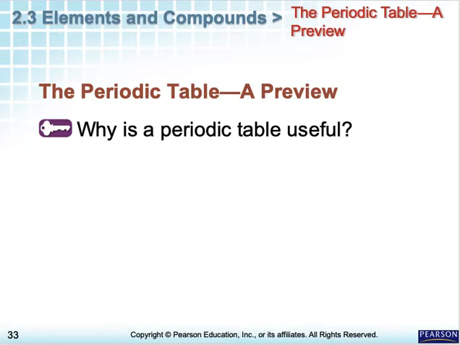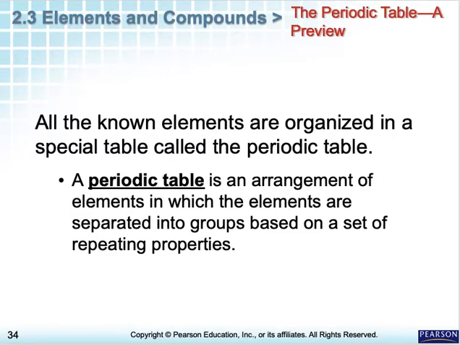Periodic table, a preview. The periodic table is probably the most useful thing we have in chemistry, and if you understand it, you can do so many things with it. So why is it useful? Well, it's an arrangement of elements in an order which separates them into groups based on their repeating properties, which is really interesting. Everything in the same column has similar properties.